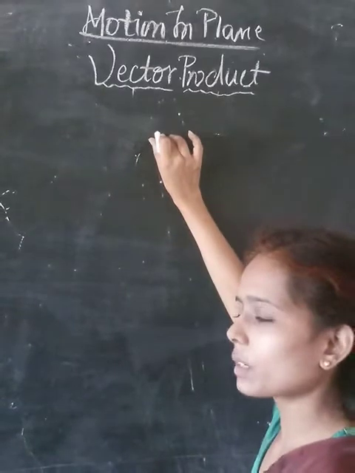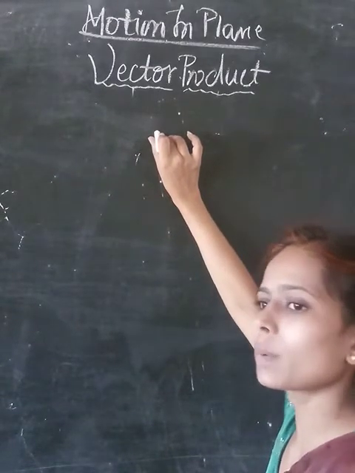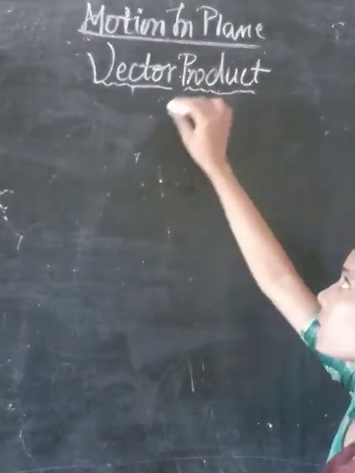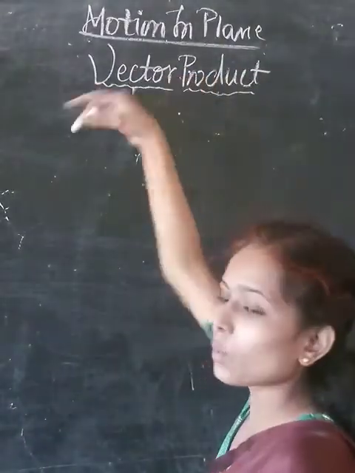That will be a new chapter in motion in a plane. And after completing projectile motion, then only your motion in a plane chapter is completed. So here we are reading about the vector product. The first topic is vector. What is a vector quantity?